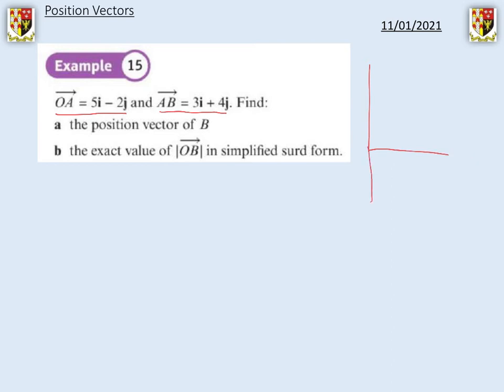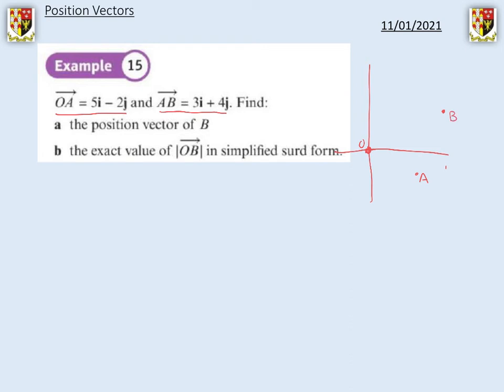So let's just draw it out like this. O to A, so obviously here's the origin. So A would be around about here. And then to go from A to B, I've got to go 3 to the right and 4 up. So B is somewhere around about here. So I need to figure out the position vector of B.